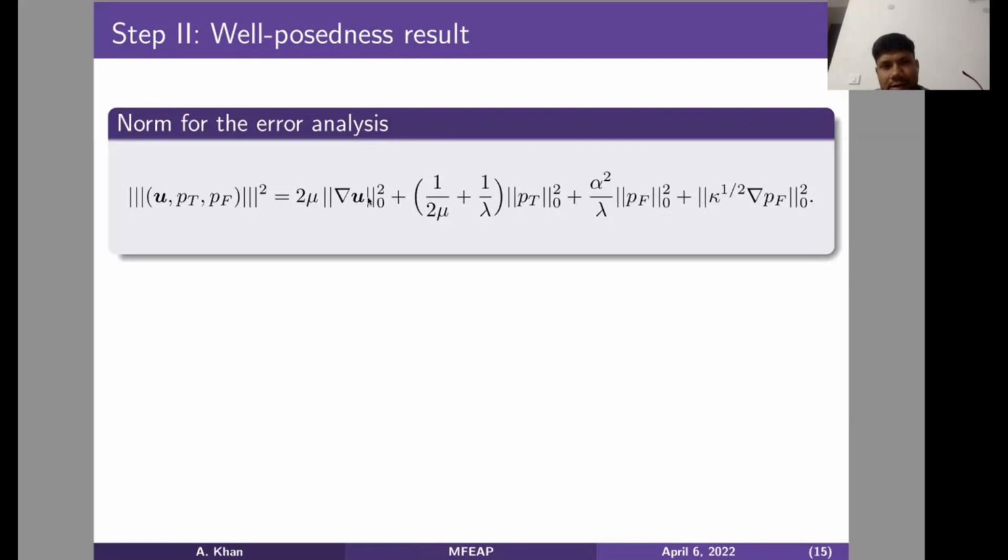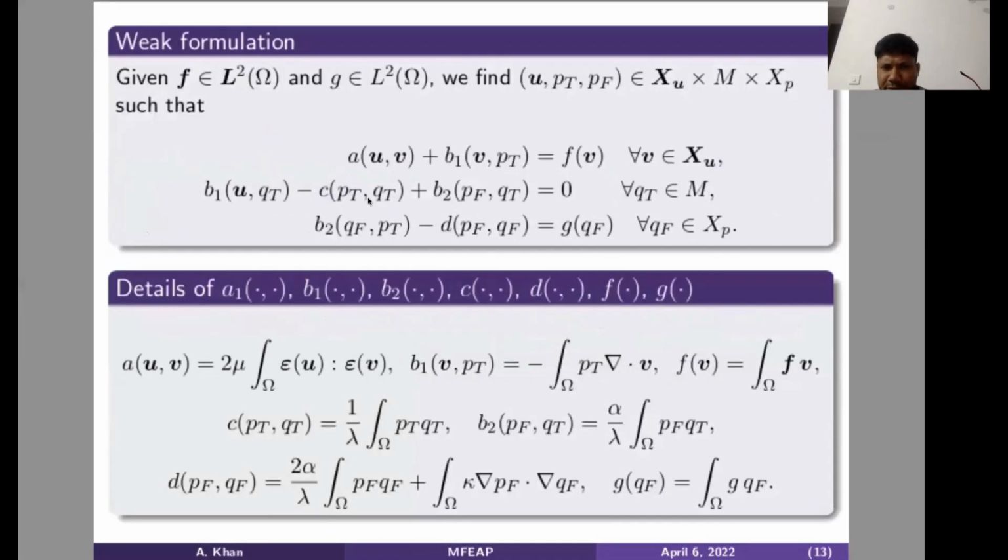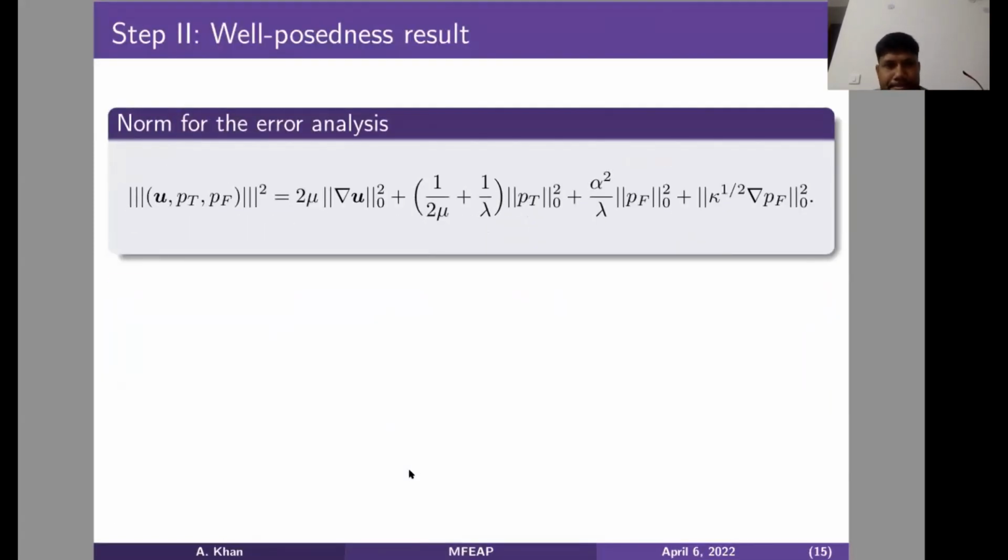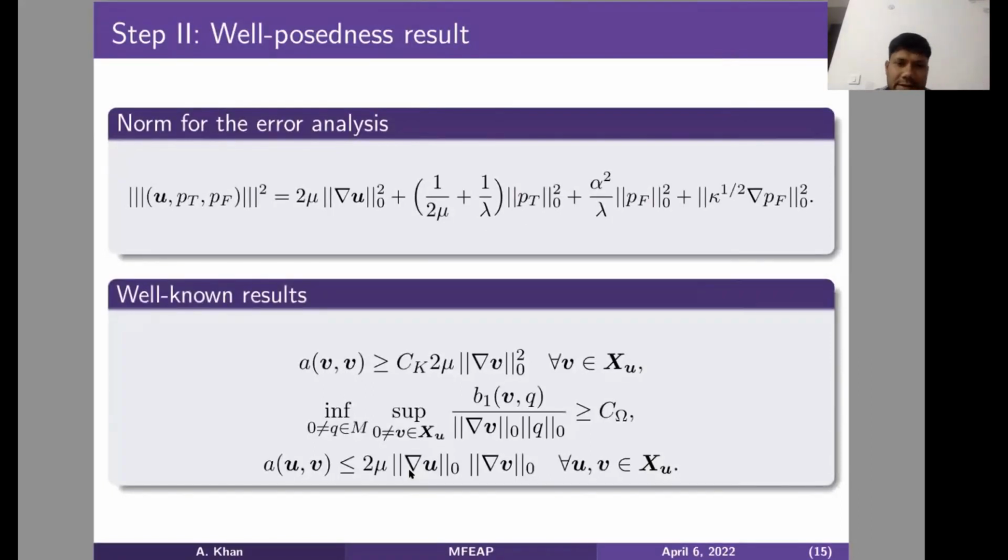And if you see, the motivation to choose these norms directly comes from our bilinear form, displacement, and also the total pressure and the fluid pressure. Now we will discuss some well-known results. The first one is the Korn inequality, which gives the relation between this Cauchy stress and this gradient norm. The second one is the well-known inf-sup condition. And the third one is just the continuity result of this bilinear form A.